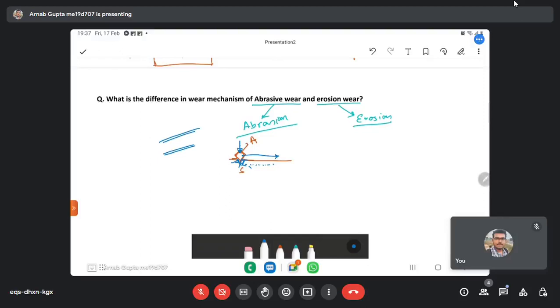However, in erosion, the main USP is there will be some particle, or here we can't say abradant, rather a particle of a finite mass. It will impinge on the surface, and this particle can be carried by some fluid medium. That can be air, water, or some slurry. It can be anything. So that will be entrained in a fluid medium.